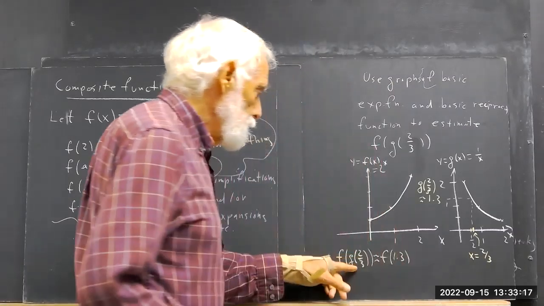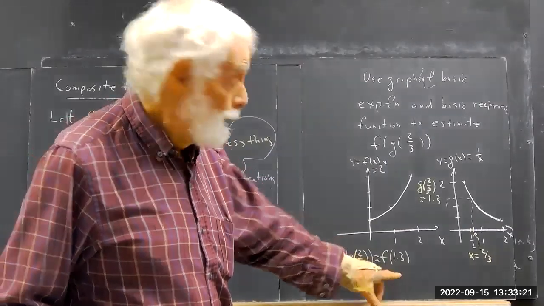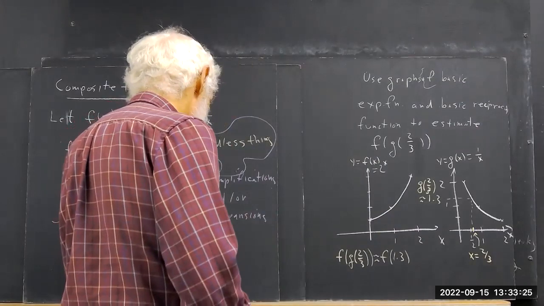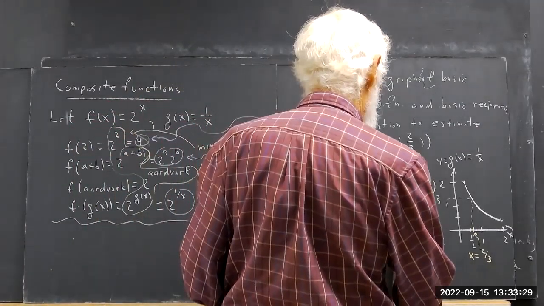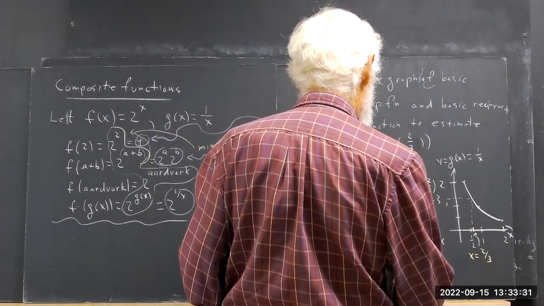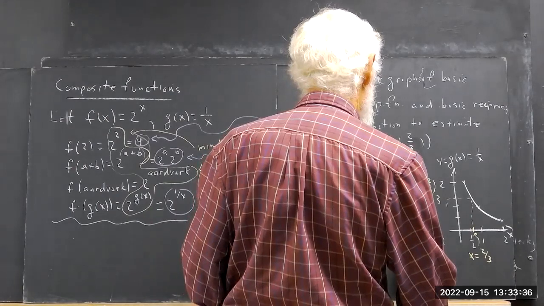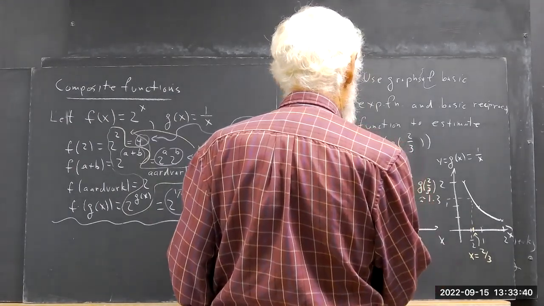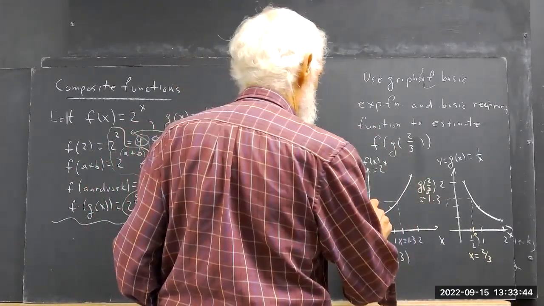I can replace g of 2/3 by the estimate 1.3. Now we want to find f of 1.3. How do we do that? Well, that's straightforward. Find 1.3 here, and we project up here, and we project over.